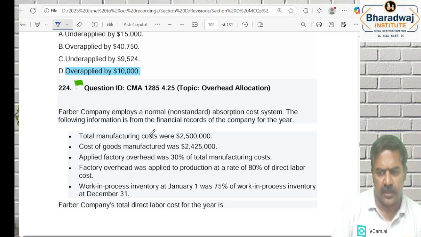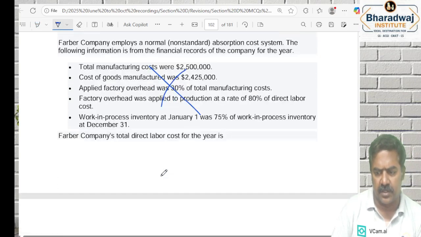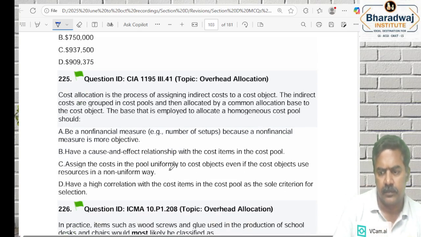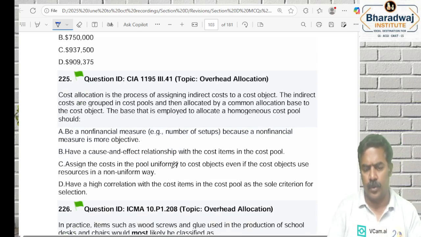This is not covered. Equivalent production method is not covered. Go to 225.